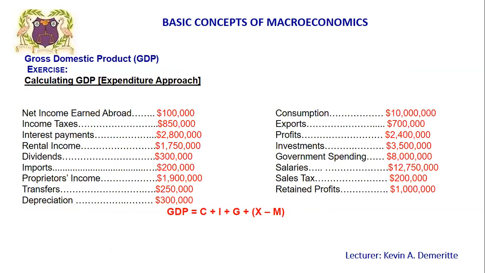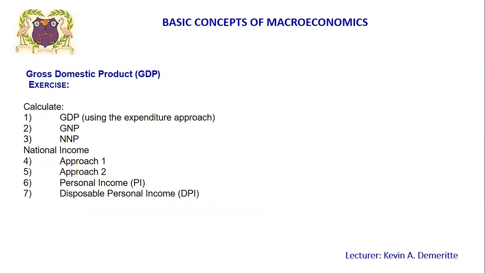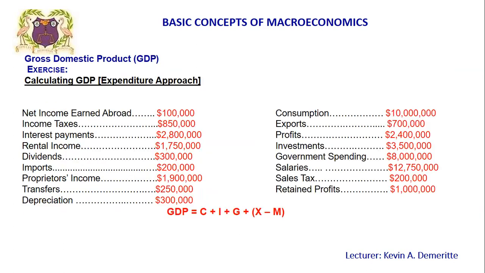Okay, so let's try our hand at an example, because you will get this as a homework on Wednesday. You get a table like this. Obviously not these exact numbers. And this table provides information on this economy.